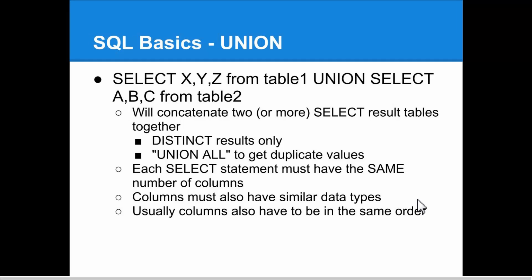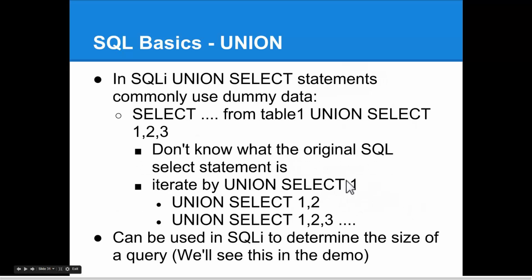Some side notes is that by default, union will just return distinct results only. So if you want to get duplicate values, you have to type union all in the place of union. So this brings us to union select and how it's used for SQL injection.